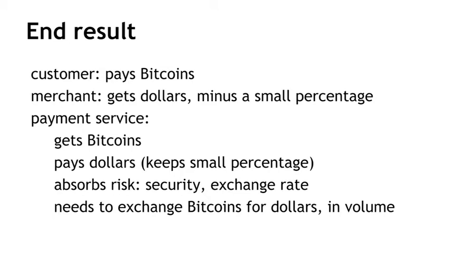And the payment service absorbs all of the risks involved in this process. It absorbs the security risk, so it has to have good management of the Bitcoins, of its cold storage and all of that. It absorbs the exchange rate risk, because it's receiving Bitcoins and paying out dollars. If the price of dollars against Bitcoins fluctuates wildly, the payment service might be unhappy. Then again, if it fluctuates wildly in the other direction, the payment service might be happy. But that risk, that uncertainty, is part of, and absorbing it is part of what the payment service does.